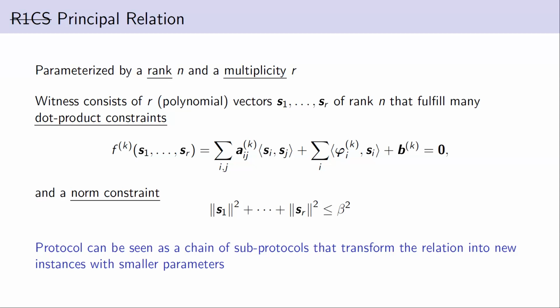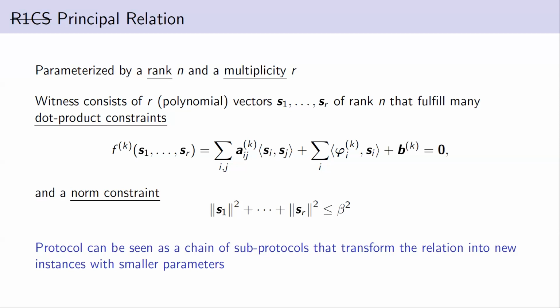This is what we call the principal relation, and it has the following form. Such a relation is parameterized by a rank n and a multiplicity r. The witness consists of r vectors in R^n, each of rank n. The reason we say rank and not dimension is that these vectors can be polynomial vectors, so each coefficient is a polynomial and this lives in a module over some polynomial ring. But it's not important here, so you can just think of vectors of dimension n, like integer vectors.